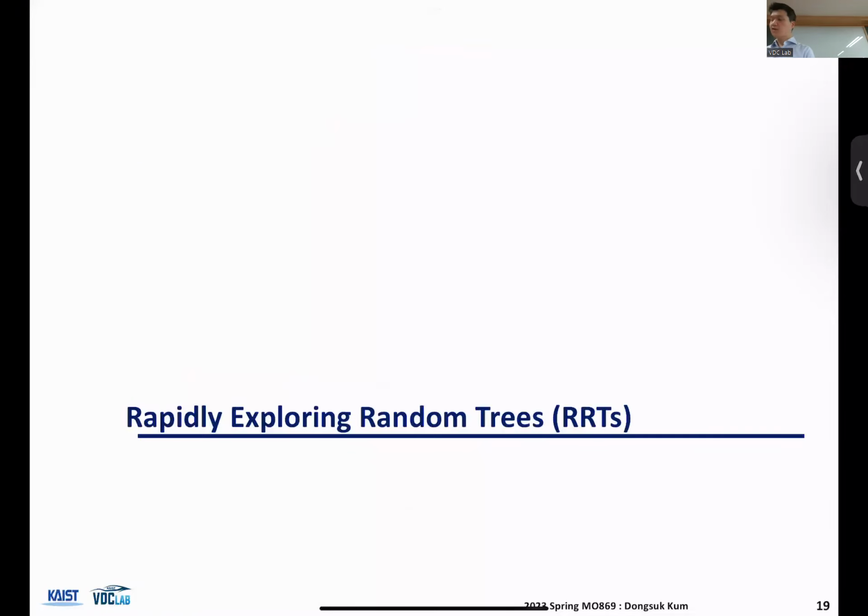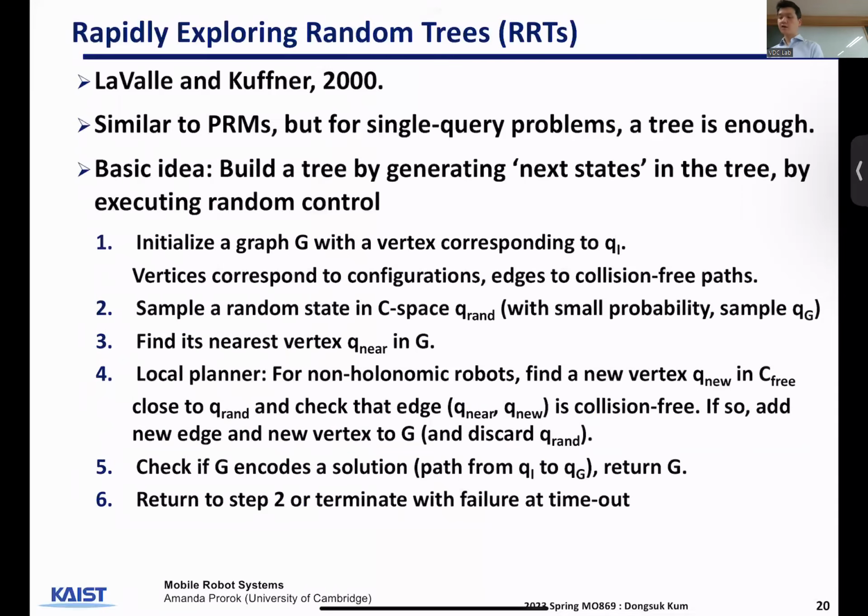So now let's move on to RRT. This is sort of an online approach of PRM, similar to PRM, but for a single query problem, a tree may be enough. But again, this depends on the problem, how challenging the problem is, what the roadmap looks like. The basic idea is to build a tree by generating next states in the tree by executing random control. So here's the description.